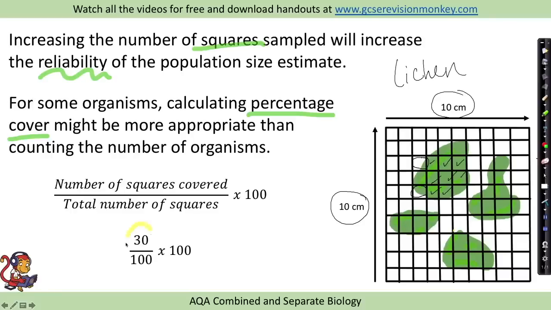So if I've estimated that 30 squares in total are covered by the lichen, there are 100 squares on the grid, so 30 divided by 100 times 100 will give us an answer of 30% coverage.